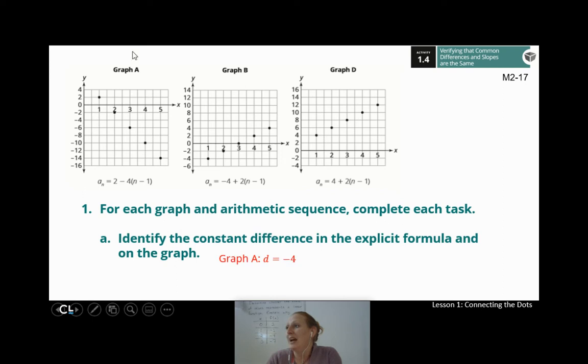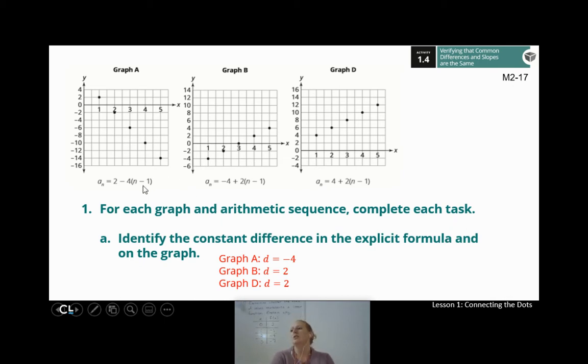So graph A is this one right here. I can see my constant difference is -4, so I'll put D equals -4. For graph B, this is the formula that went with it. I can see my constant difference is 2, so I'll write D equals 2. And for graph D, here's the formula that went with it. This one also has a constant difference of +2, so I'll write D equals 2.